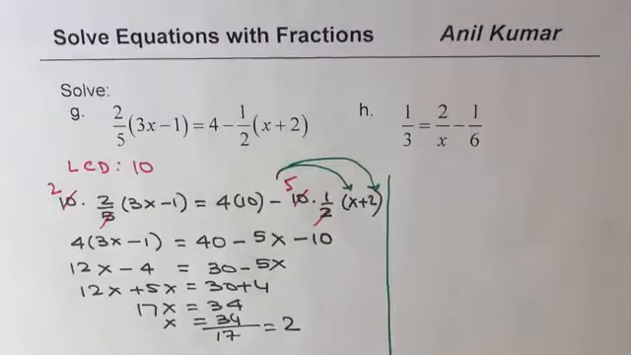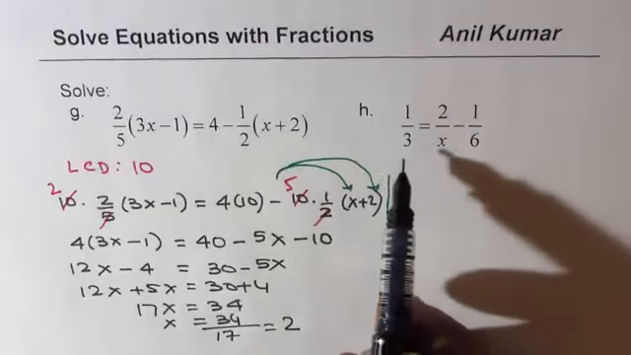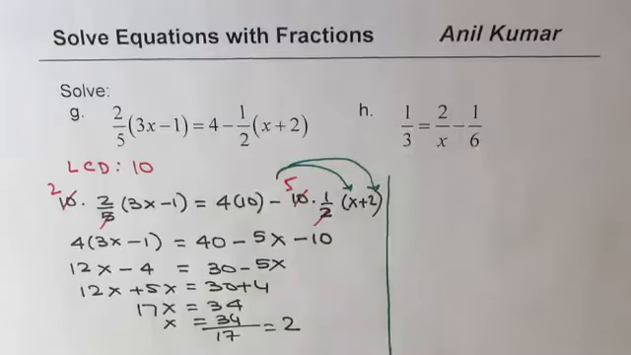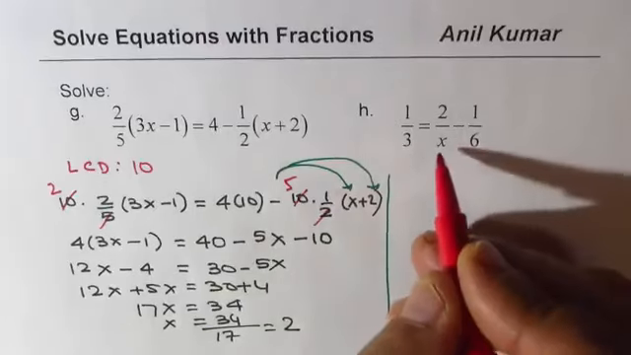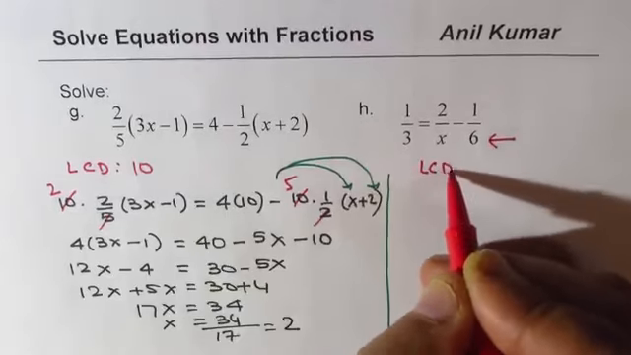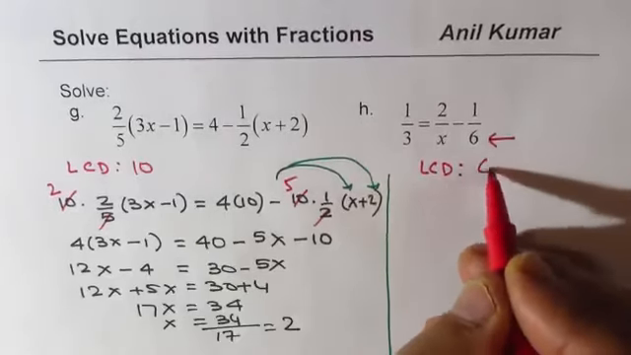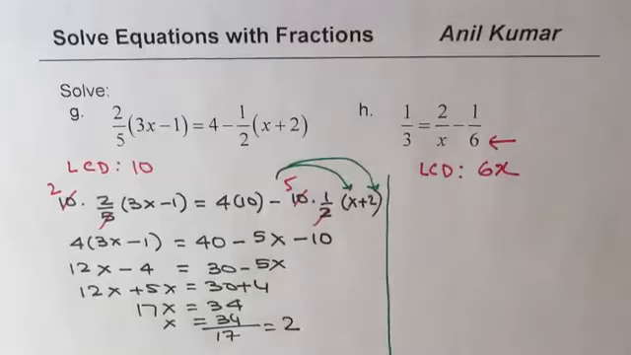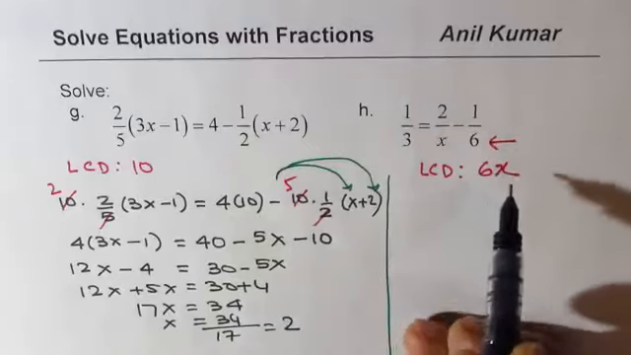Now, let's take the last example. This is kind of different since you have x in the denominator. Do you see this part? x is in the denominator. So in this case, what is the lowest common denominator? It is 6x. Do you see that? Not just 6, 6x. So we are going to multiply each term by 6x.